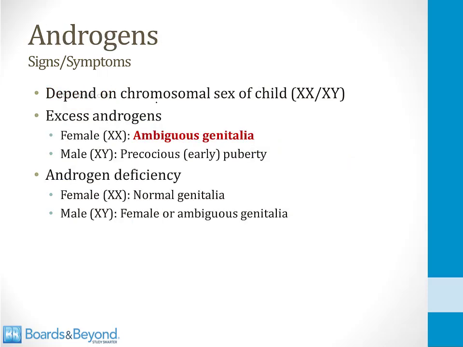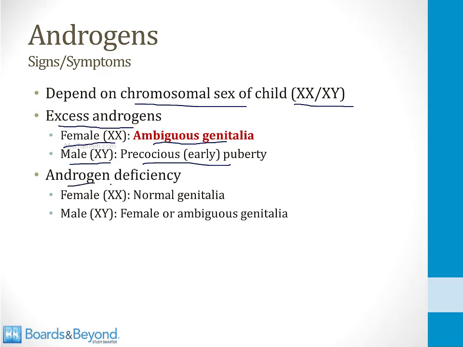For androgens, the signs and symptoms depend on the chromosomal sex of the child, whether the child is XX or XY. If there are excess androgens present as part of an adrenal hyperplasia syndrome and the baby is female with 2X chromosomes, she will be born with ambiguous genitalia. If the baby is male, that child will develop precocious or early puberty. Normally, puberty doesn't occur until the testes begin making lots of androgens, but if lots of androgens are coming from the adrenal gland, then that can lead to early puberty.